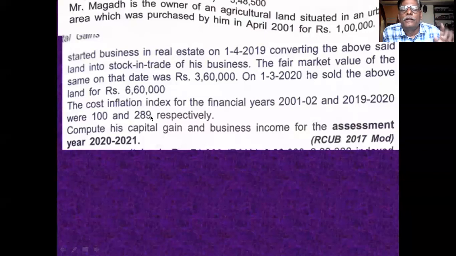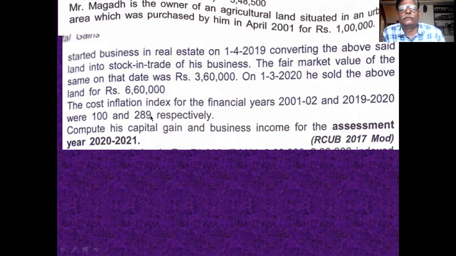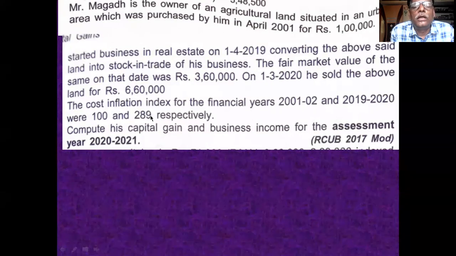Then what is the present value? You converted in the year 2019. You converted means the capital asset was transferred to stock in trade. What was the value on the date of transfer? 3,60,000. 3,60,000 is called the full value of consideration.